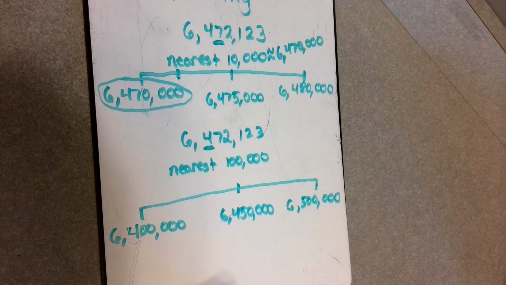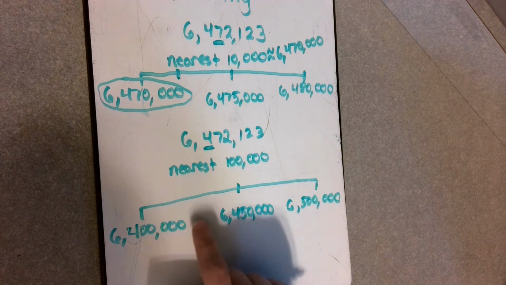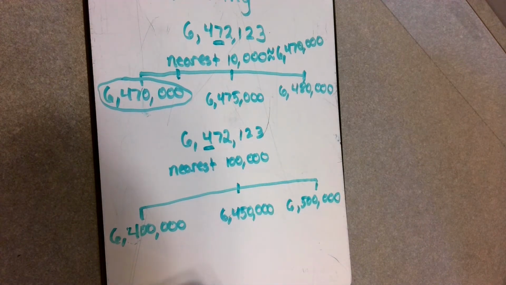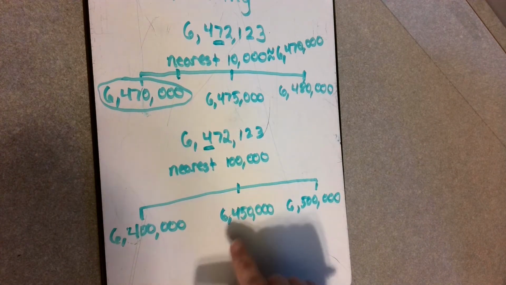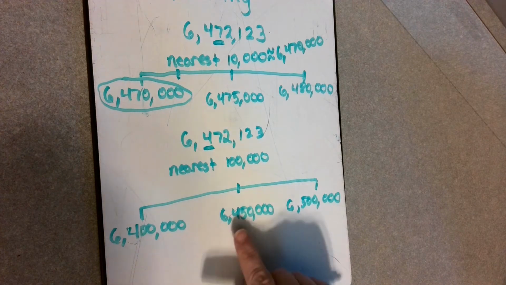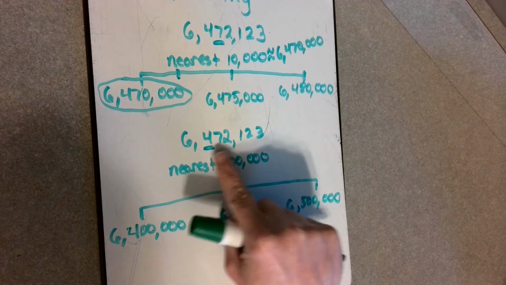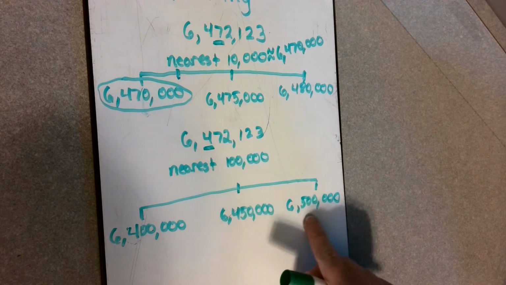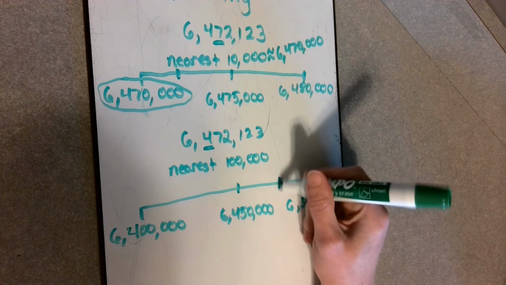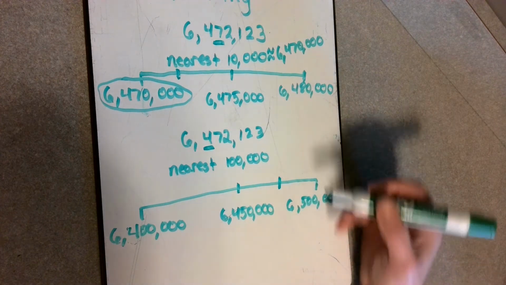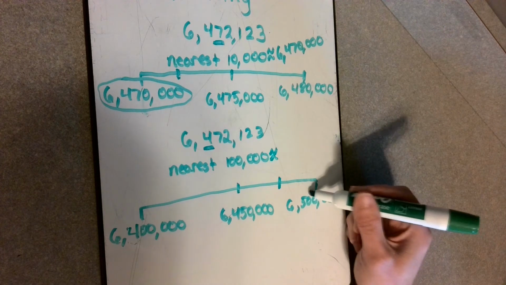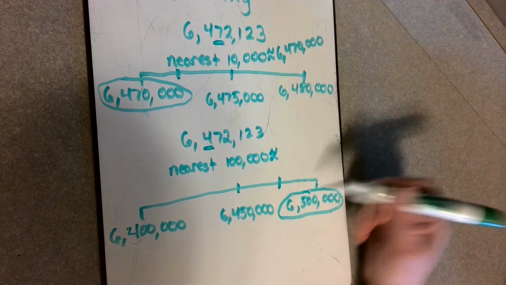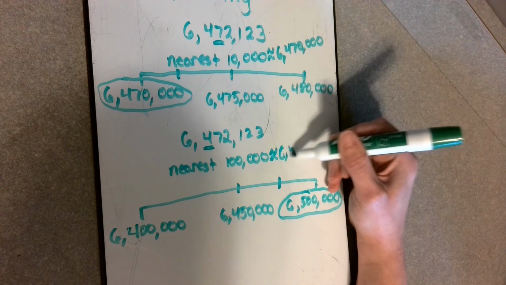So I think 6,472,123. Does that come before or after my halfway point? There's 4, 4, 5. Looking for 4, 7, where that would go, right? About right here. So I know then it would round to my higher number in that case, or 6,500,000.